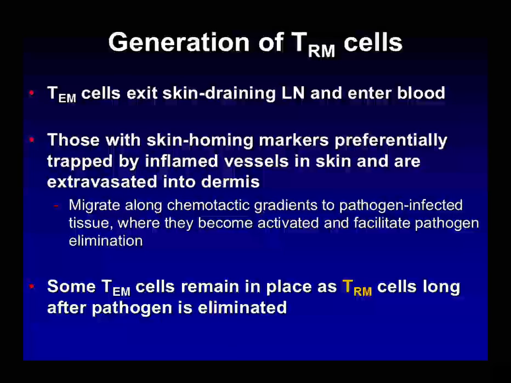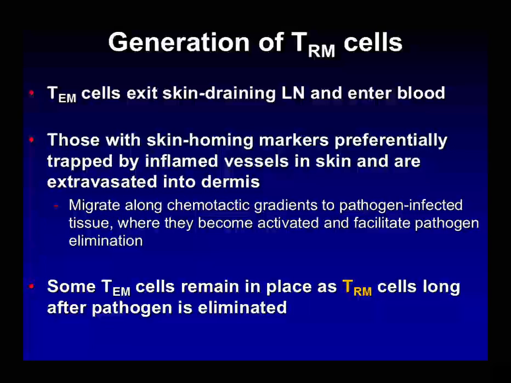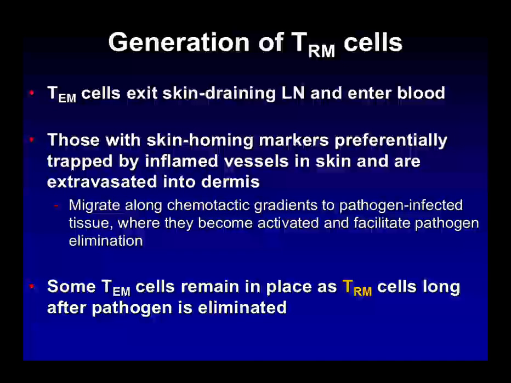The effector memory T cells that are produced then exit that lymph node, they enter the circulation, and when they circulate through areas of inflamed skin, the vessels there will trap them and cause them to extravasate into the dermis. They follow chemotactic gradients to where the pathogen is, become activated, and facilitate the elimination of that pathogen. But some of these effector memory T cells then will remain in place in that area over long periods of time as skin-resident memory cells.